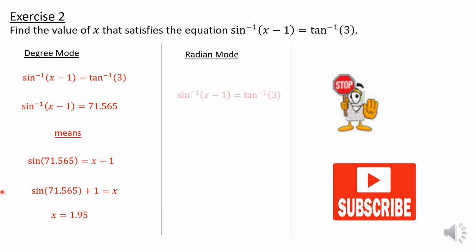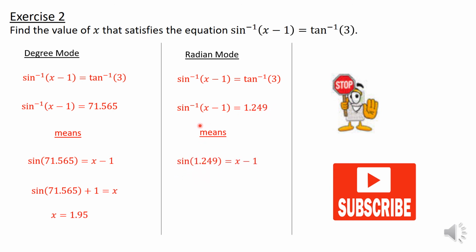If your calculator is in radian mode, then when you press the inverse tangent of 3, you're going to get 1.249, for example. The condition, therefore, is the same. What does it mean? It means the sine of 1.249 should equal x minus 1. So just add 1 to that particular answer, punch it into your calculator, and you should get the same answer.